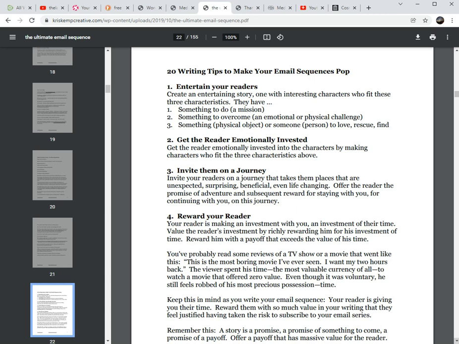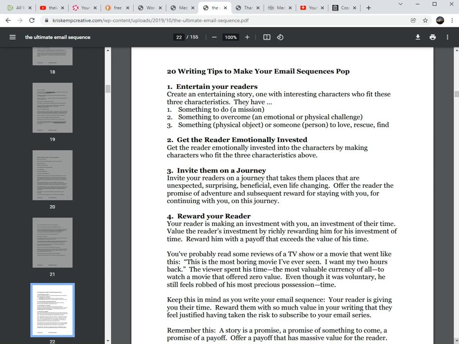So you probably read some reviews of a TV show or a movie that went like this. This is the most boring movie I've ever seen. I want my 2 hours back. So the viewer feels robbed, obviously. He spent his most valuable currency watching a movie that offered zero value. So even though it was voluntary, he still feels robbed of his most precious possession, time.